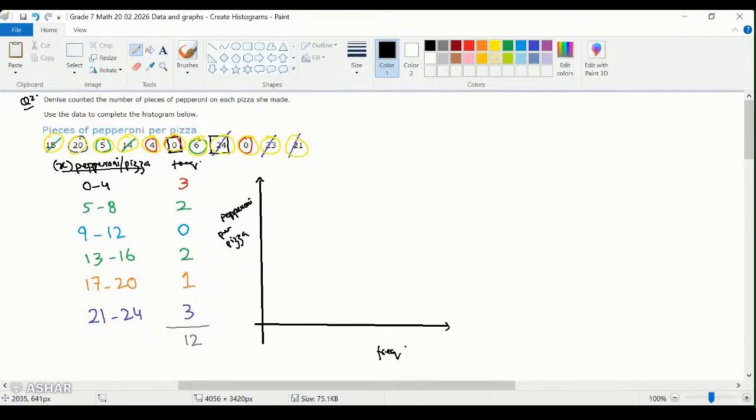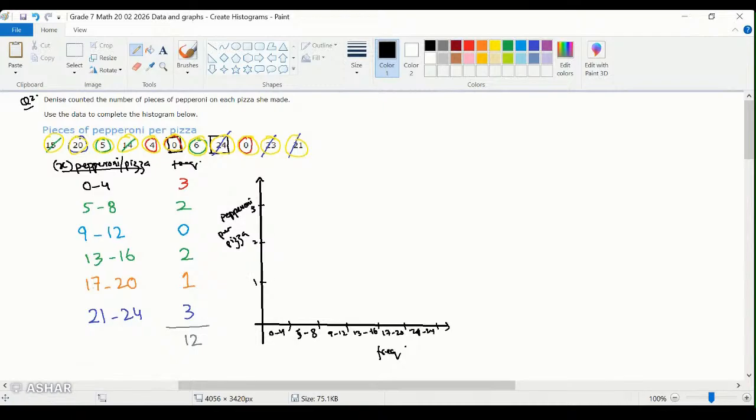So we had 0 to 4. Then we had 5 to 8. Then we had 9 to 12. Then we had 13 to 16. Then we had 17 to 20 and 21 to 24, right? Let's take the maximum height. Height could be 1, height could be 2, height could be 3.